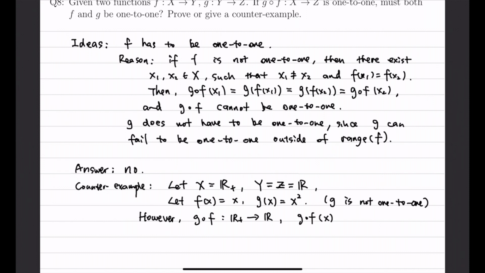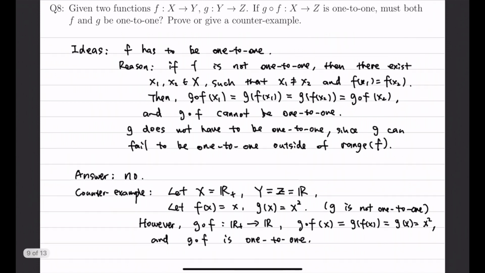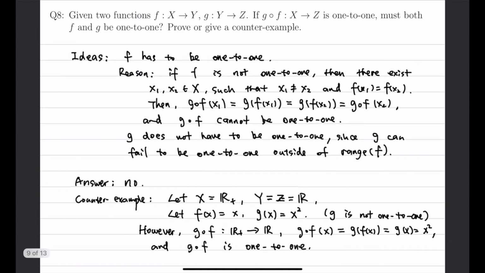and g of f of x is equal to g of x, which is x squared, and g compose f is 1-to-1. So here we have functions f and g. f is 1-to-1, g is not 1-to-1, but their composition, g compose f, is 1-to-1. So this is a counterexample, and it shows that the answer to this question is no.